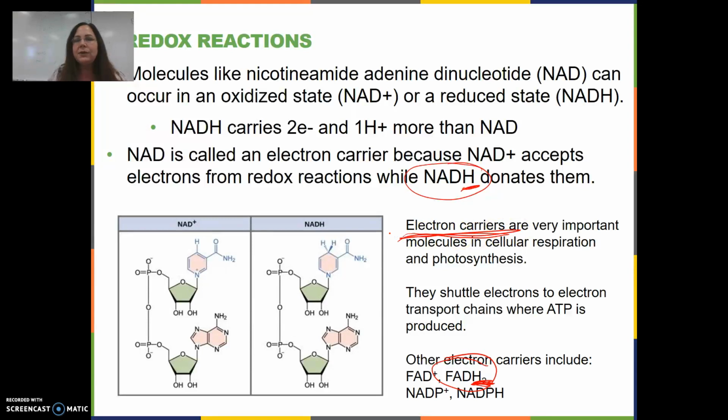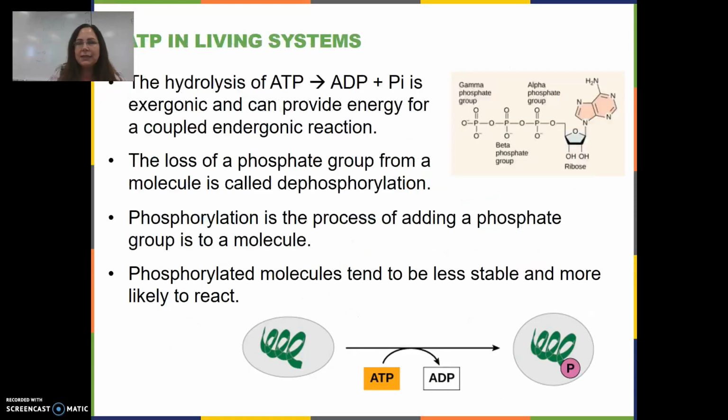And electron carriers are going to be very important in generating ATP, which is the ultimate goal that our cells are trying to reach in cellular respiration. Now, once the ATP is produced, how do the cells actually extract energy from it?